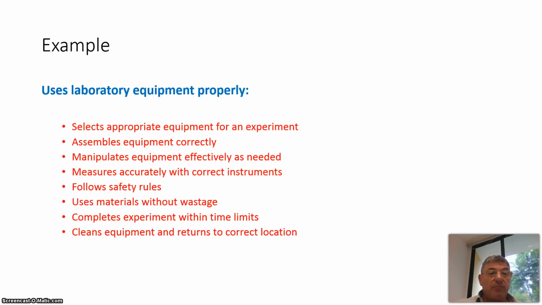Here's an example. So we're interested in students using laboratory equipment properly, and there's a procedure and a process to this. The key things are: selects appropriate equipment for the experiment, assembles equipment correctly, manipulates and measures accurately, whatever they're doing in the experiment, and uses materials without wastage, completes it within time limits, cleans up, etc. What we can see here is that these are the key aspects of the procedure or process. So the basic idea is, if we can measure these and the student is doing these, we can make an inference and say the student seems to be able to use laboratory equipment properly.